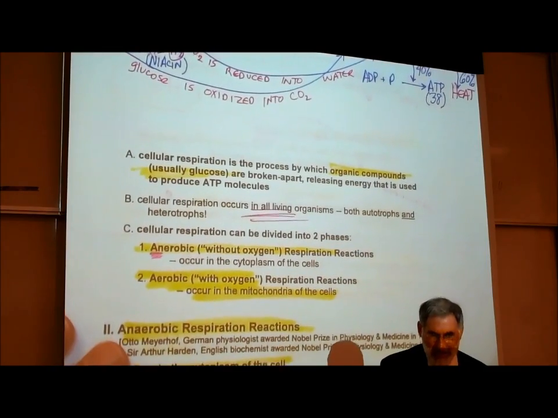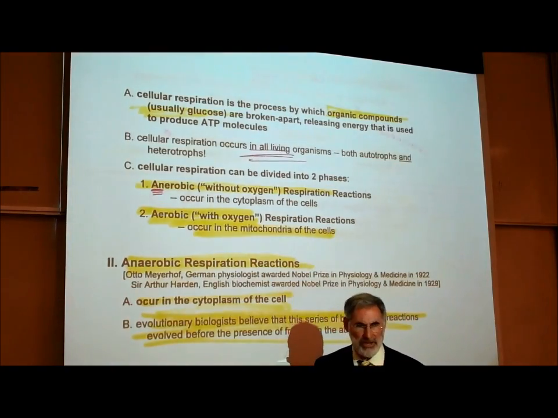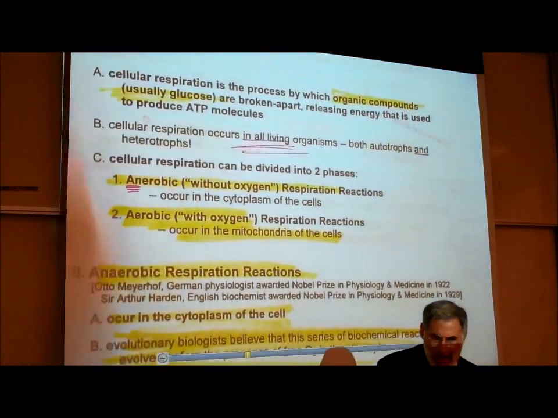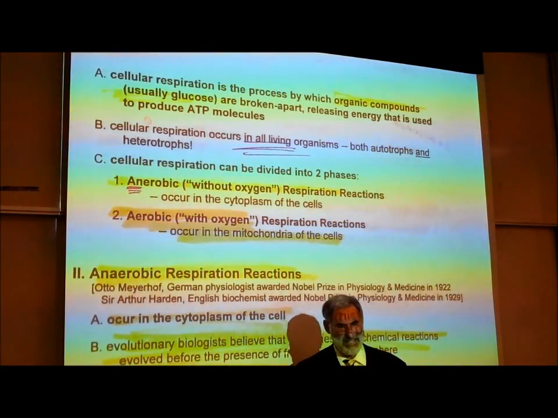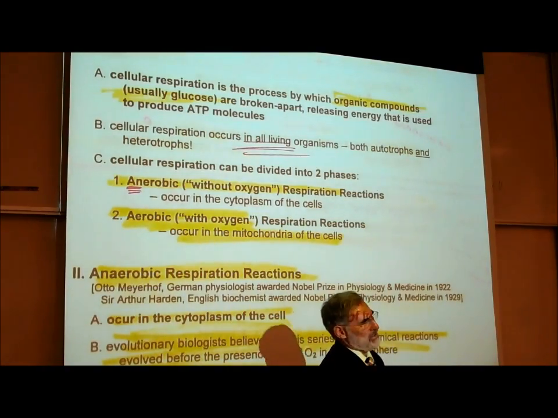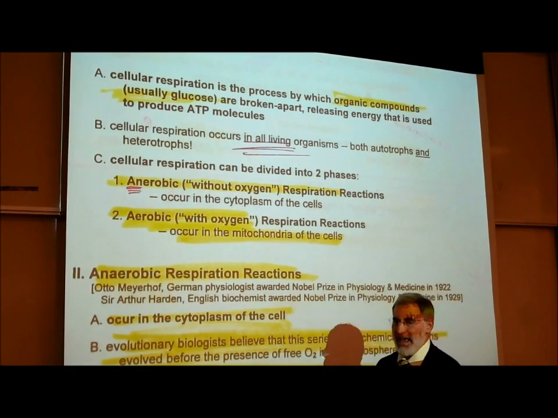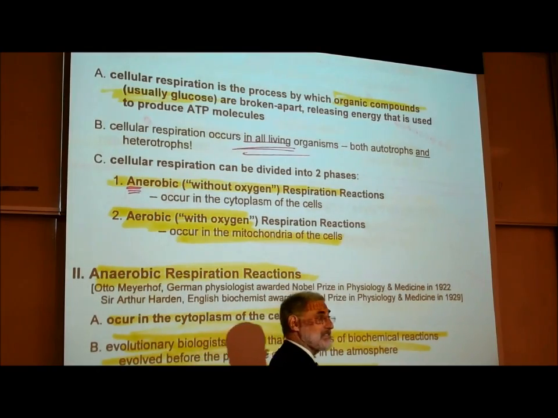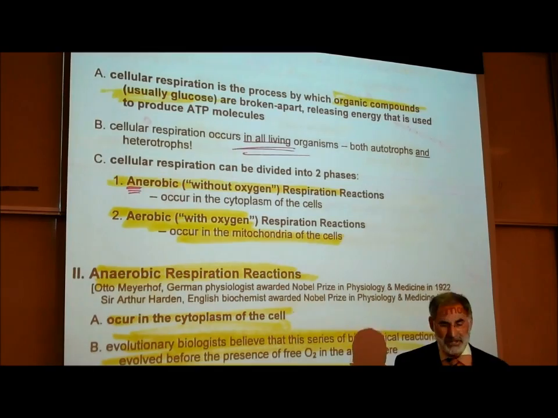All right, now again, everything I'm covering, you can watch on videos over and over again. So, cellular respiration, we wrote, is the process by which organic compounds, usually sugars like glucose, are broken apart, releasing energy that is used to produce ATP. This process of cellular respiration occurs in all living things. Not only do animals, including humans, convert the energy that's in sugars and fats into ATP, but so do plants. So this is universal.